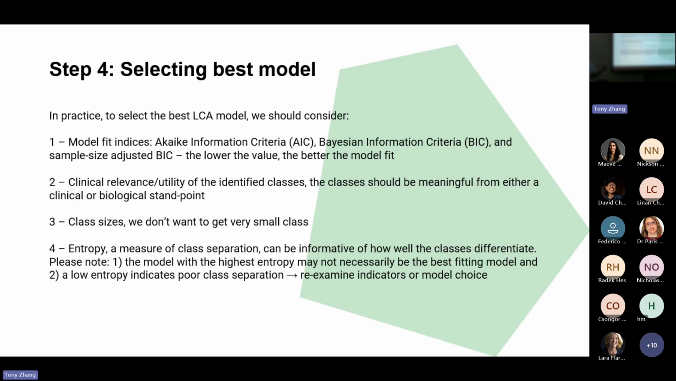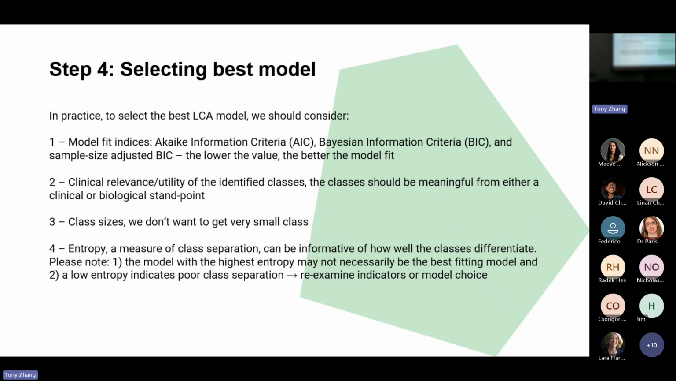This is maybe the most important slide of this seminar: model selection. In practice, to select the best or optimal LCA model, you need to consider these 4 things. You need to look at the model fit indices, such as the AIC and the BIC, and also the sample size adjusted BIC. For those information criteria, the lower the value, the better the model fit.